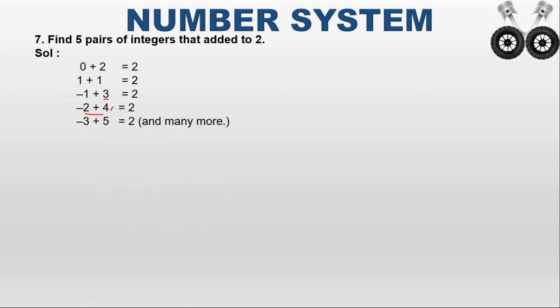What is the next one? Minus 3 plus 5. So here both the integers are having different signs. That means you have to subtract. So 5 minus 3 equals 2. Which is the biggest integer here? 5. It has the positive sign. So you have to write it as plus 2.